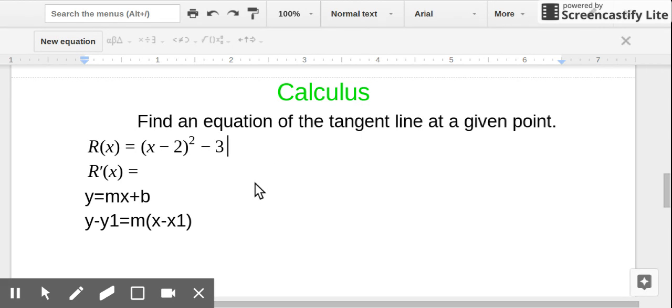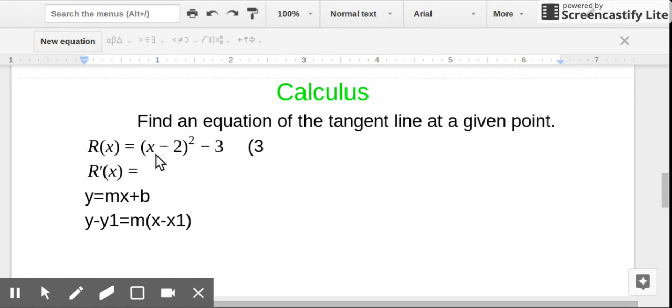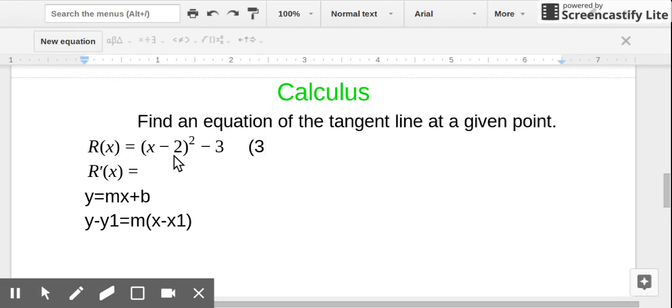And the point we're going to plug in is, let's see, how about 3? If I plug 3 in, what do we get? We get 3 squared, which is 9, minus 12 is negative 3.